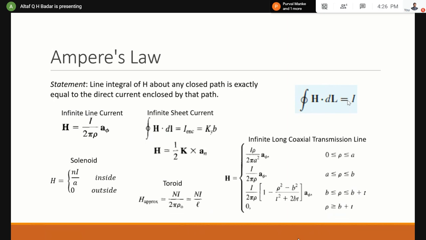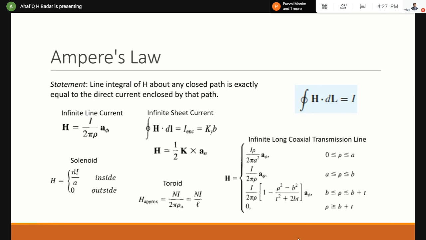If I go for an infinite line current, this is what I get. Okay, if I go for the infinite sheet current, this is what I get. If I go for infinite long coaxial transmission line, this is what I get. This is for a toroid, this is for a solenoid. So there are so many applications of Ampere circuital law for different kinds of shapes, for different kinds of combinations that we have, even considering coaxial cable. Again, there are so many variations which may come up. So it's better that you go through the concept of it rather than rote learning the derivations. Okay, that will help you.